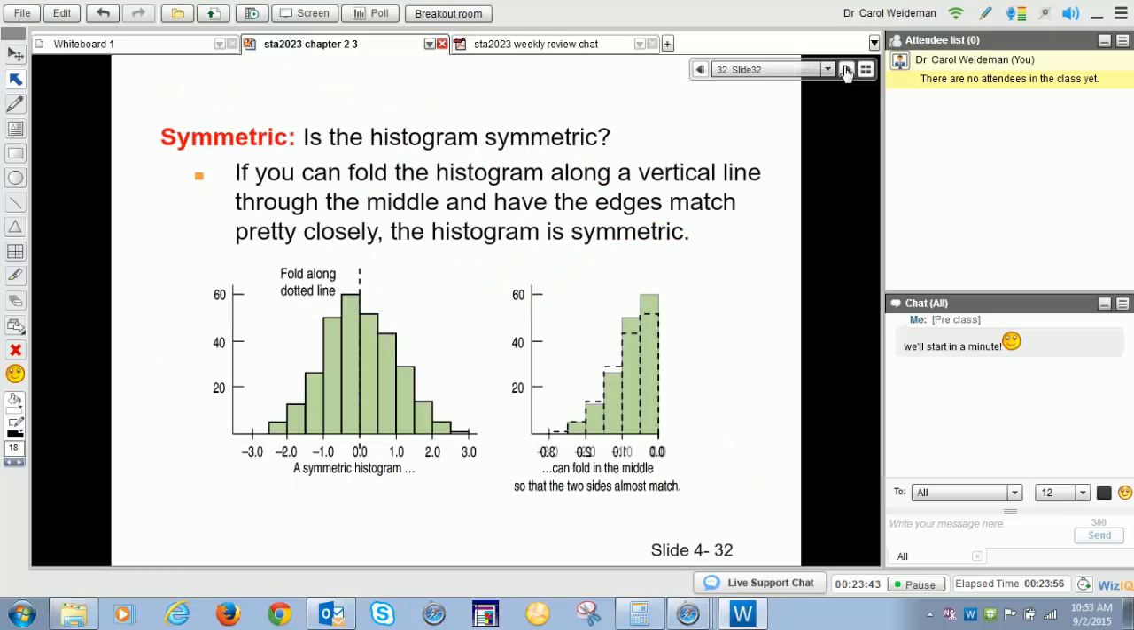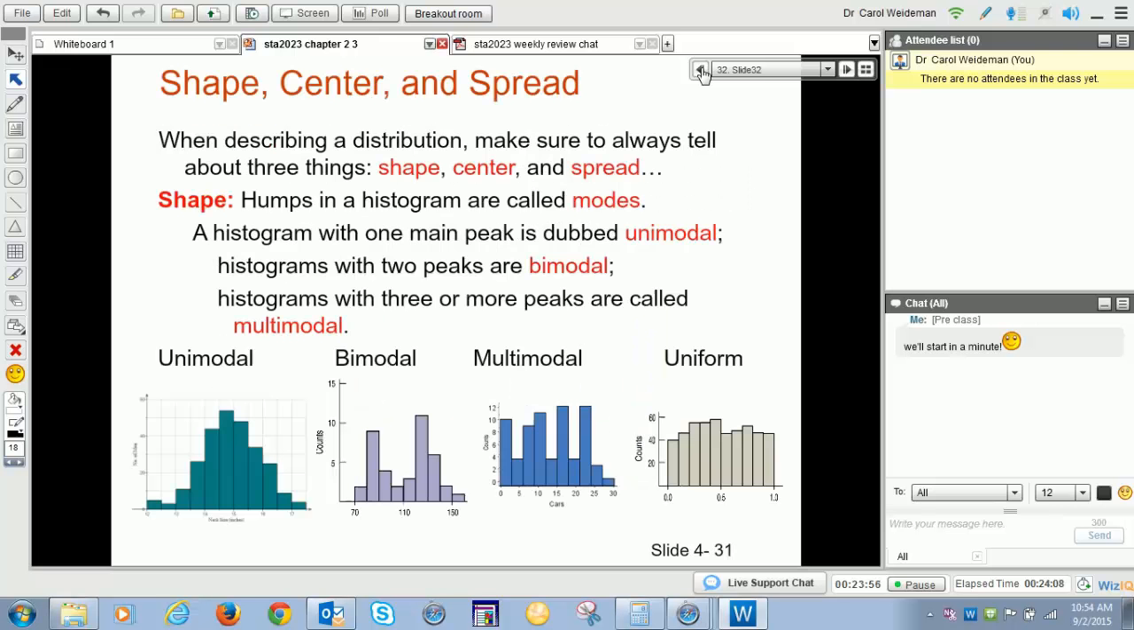Is the histogram symmetric? If you were to fold down the middle, down the modal category, are the 2 halves approximately the same? If so, we say it's symmetric. It's not going to be perfect, but this is a nice and symmetric distribution. If you go back and look at this one, this is also nice and symmetric.